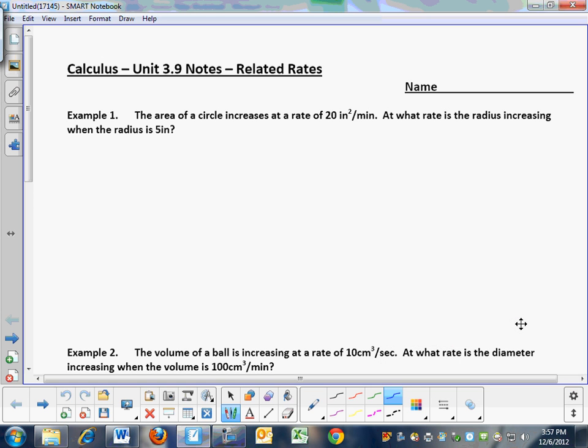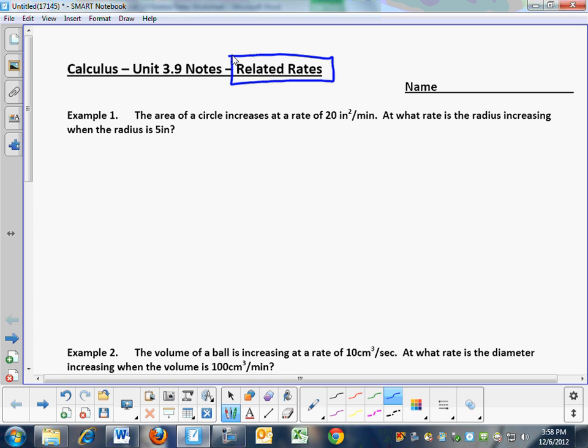Okay, calculus class, this is a section on related rates. Related rates often happen when you have a number of circumstances, variables that are changing. If you read the first problem, it says the area of a circle increases at a rate of 20 inches squared per minute. What rate is the radius increasing when the radius is 5 inches?